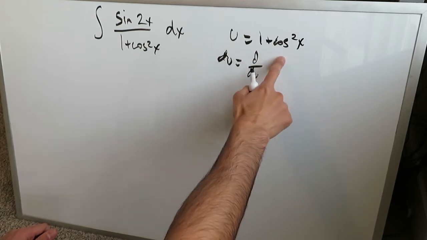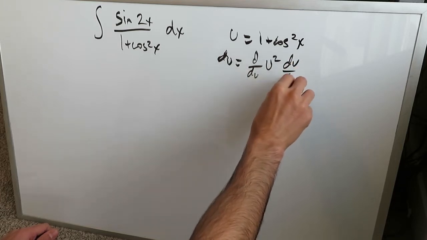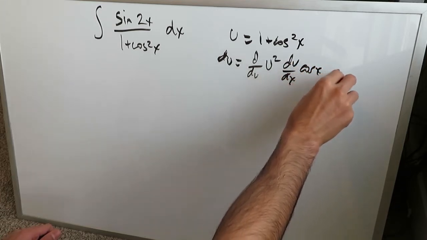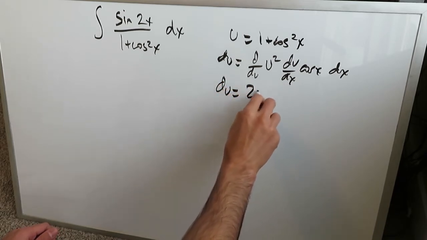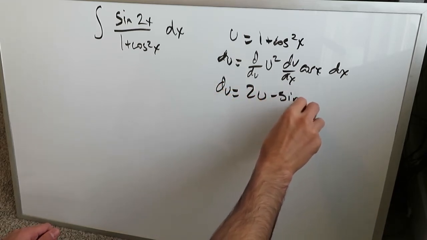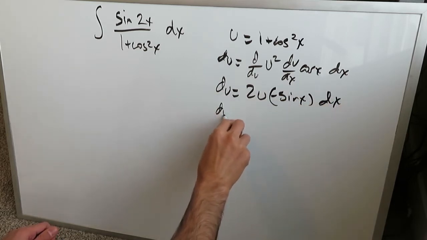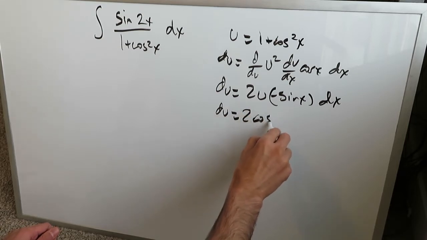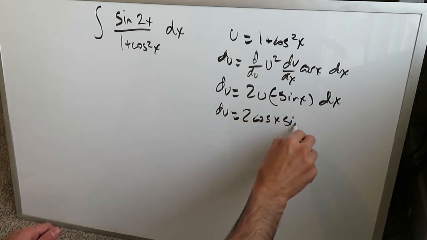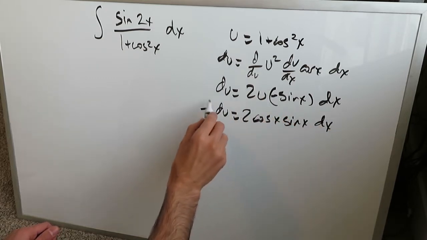If u is equal to cosine x, f of u is equal to u squared. You have a u squared over here. Du over dx, you can have cosine x, and then dx. You've got to solve this out. What do you get? You get 2u minus sine x dx. And what do we get over here? We get 2, resubstitute back the u, which was a cosine x, sine x dx.